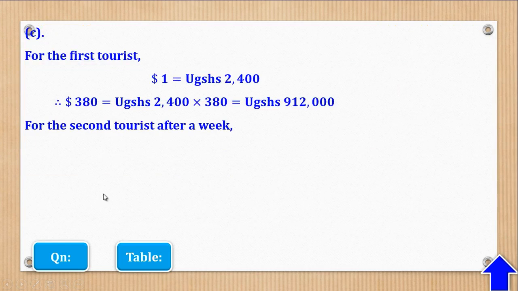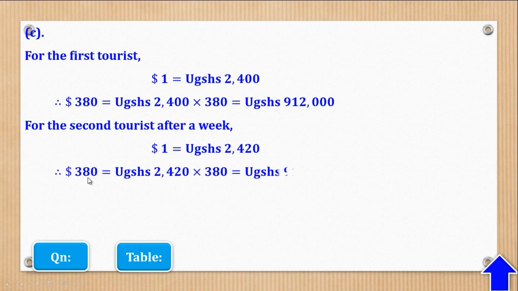Now for the second tourist, the rate was $1 equal to 2,420. So you'll come here and say that $1 is equal to Ugandan shillings 2,420. Therefore, $380 will be equal to 2,420 multiplied by 380 to come up with Ugandan shillings of 919,600 shillings.